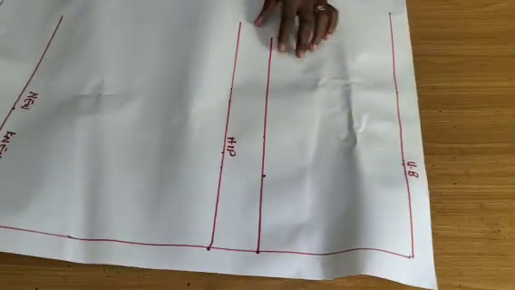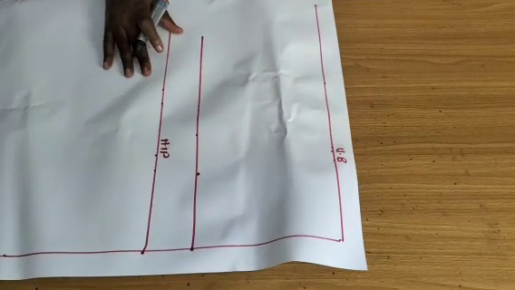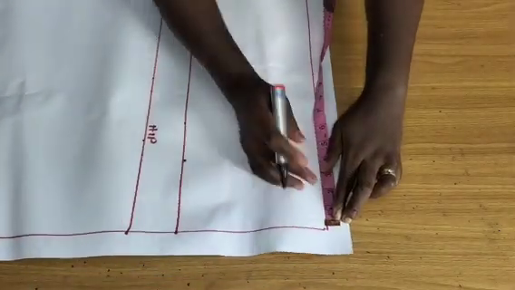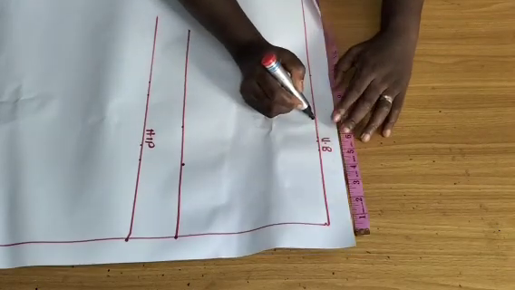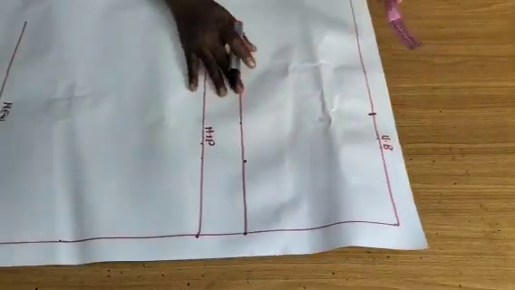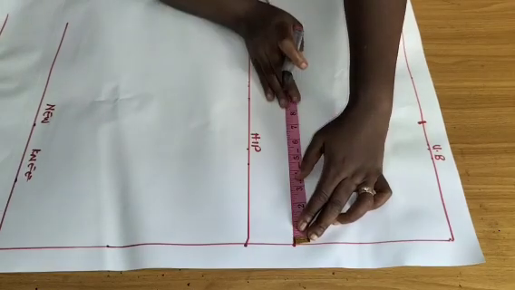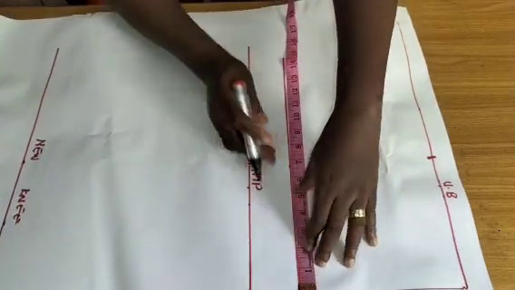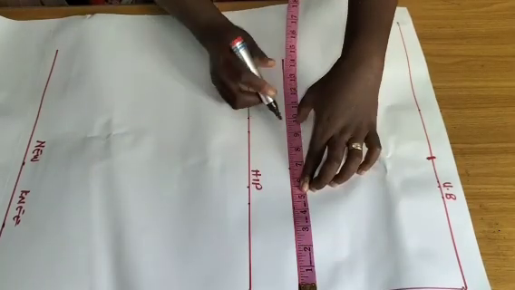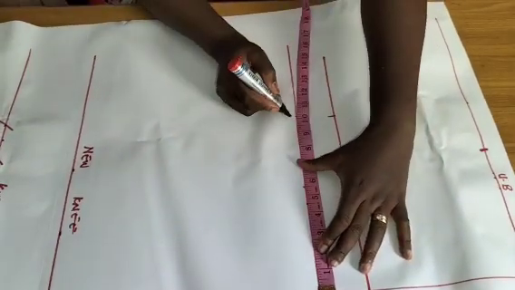So after that, you come over to the under bust area. Whatever your under bust circumference is, divide by 4. Mine is 28 divided by 4, which gave me 7 inches. I'll mark. I'll come on my hip. The hip I'm using is 40 divided by 4, which gave me 10 inches. I'll also mark the 10 inches here.